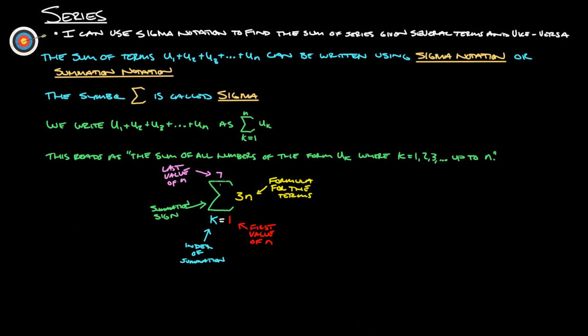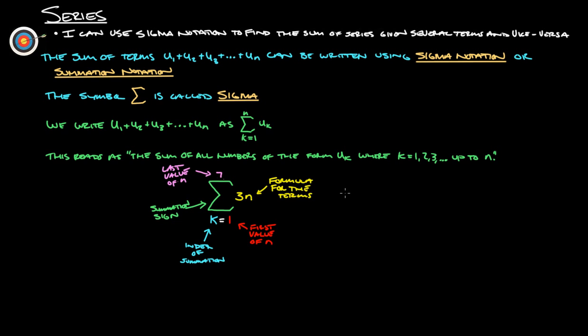All right, for example, here's our sigma notation. The k is our index of summation, it's called, and that equals 1. So 1 is going to be the first value of n. When we go through and figure this series out, we plug in 1 for n first, and then we plug in 2, 3, 4, 5, all the way up, and our last term is going to be 7, the last value of n. So if we were going to do this here, this is going to look like this.